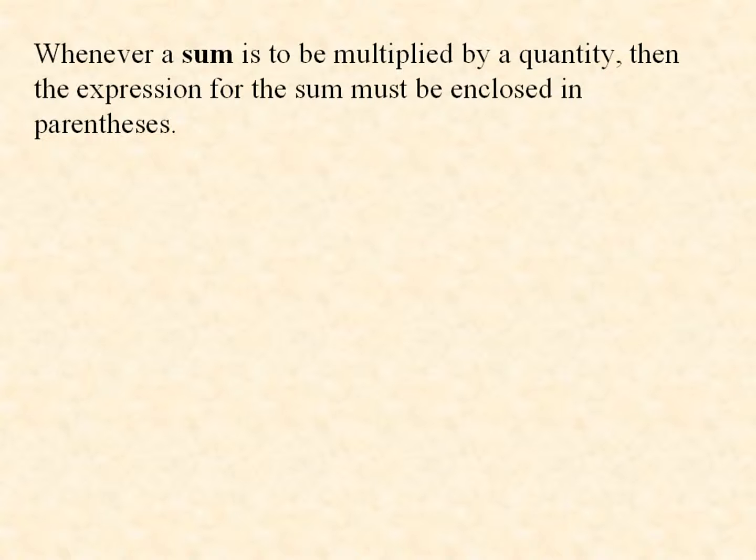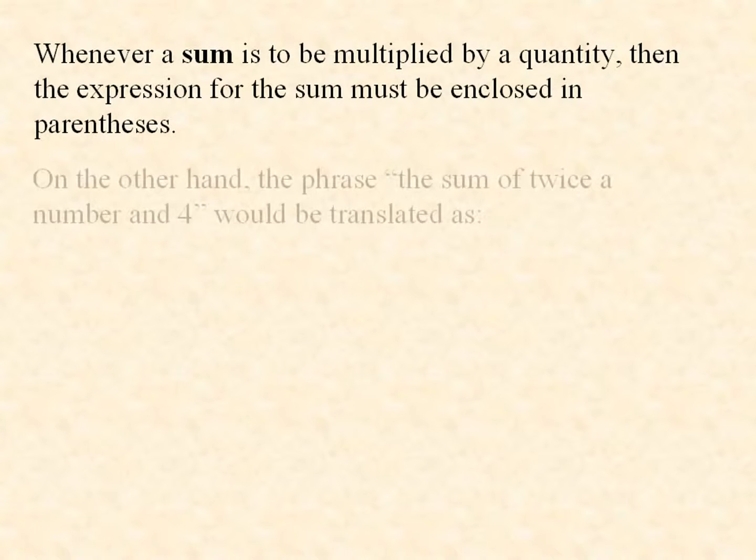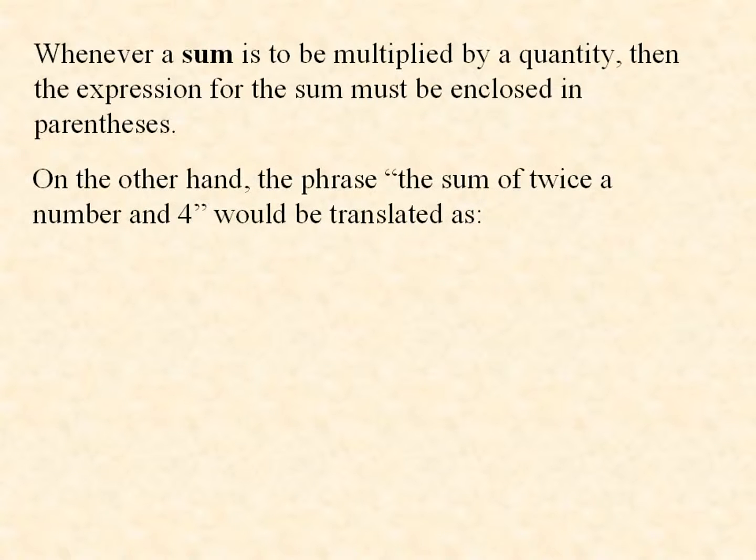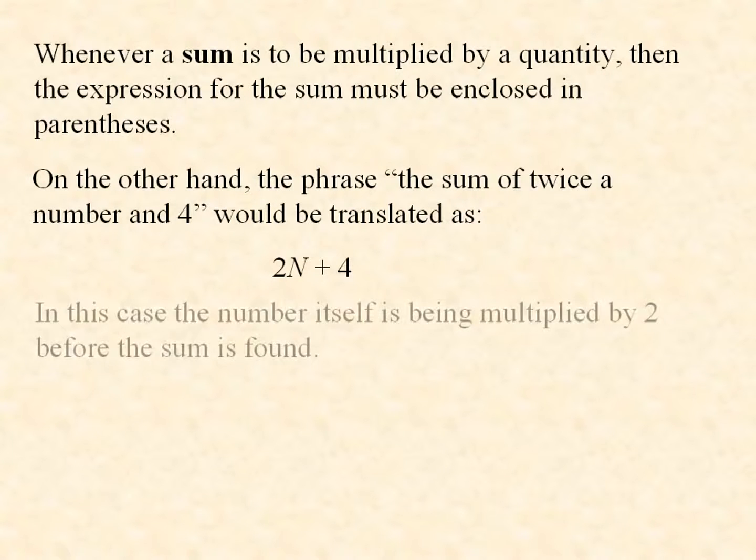Whenever a sum is to be multiplied by a quantity, then the expression for the sum must be enclosed in parentheses. On the other hand, the phrase "the sum of twice a number and 4" would be translated as 2n plus 4 without the parentheses. In this case, the number itself is being multiplied by 2 before the sum is found.